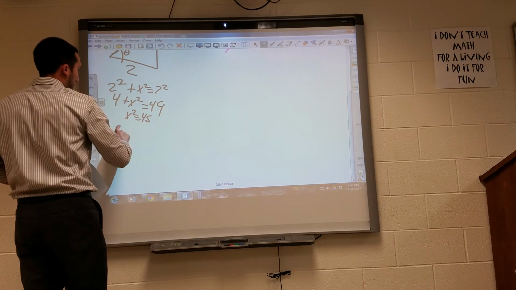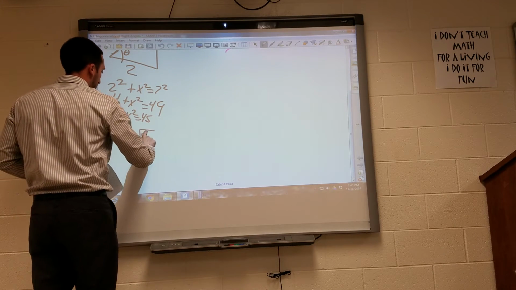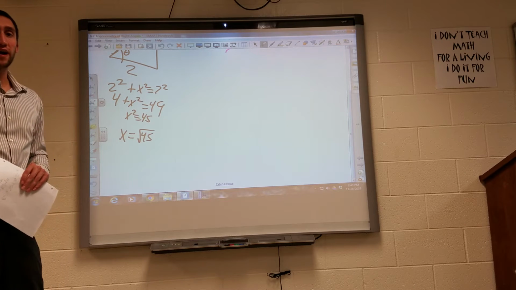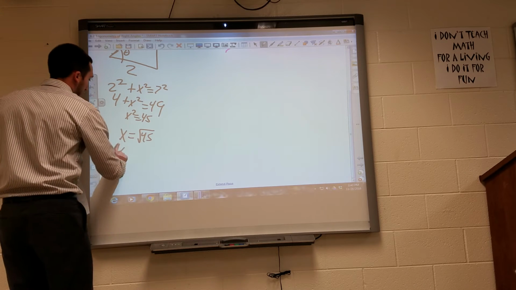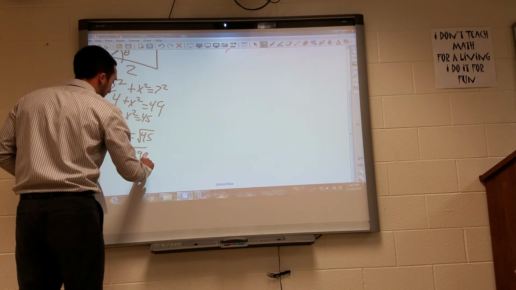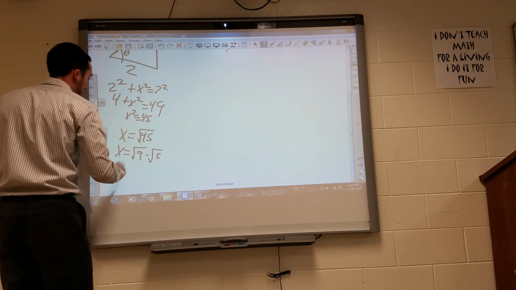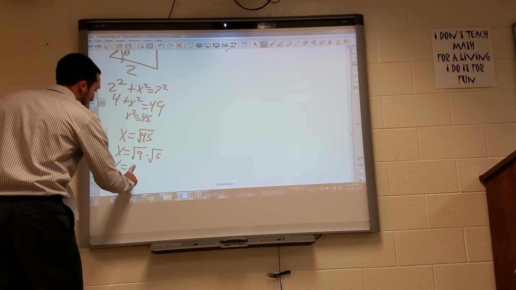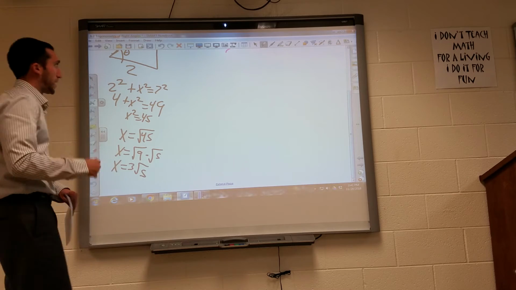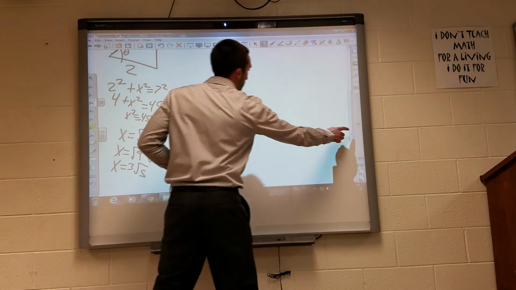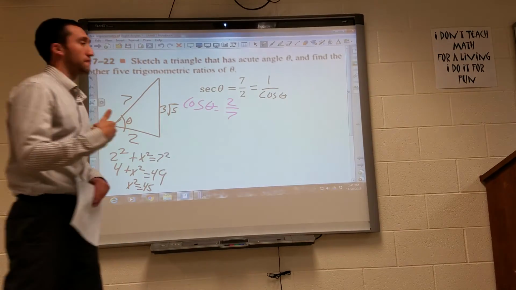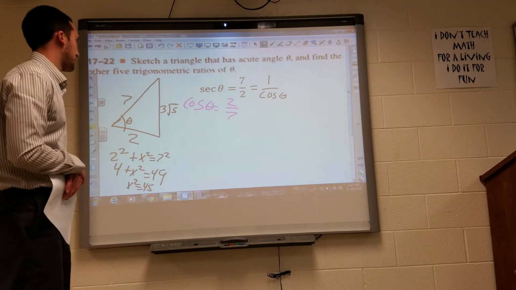And the square root of 45. 9 goes into 45, so 9 is the perfect square. So I get x equals square root 9 times square root 5. And we know the square root of 9 is 3. So my side equals 3 radical 5. And now I can take that and find the other remaining trigonometric functions.